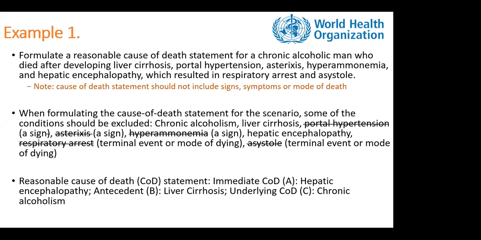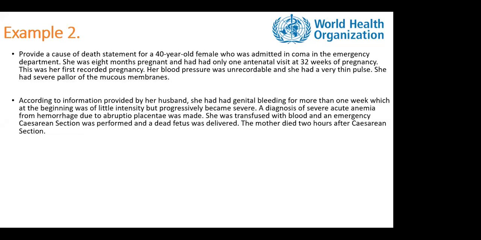If you formulated the cause of death statement correctly, it should look like this. The immediate cause of death will be hepatic encephalopathy. Your antecedent cause of death will be liver cirrhosis, and your underlying cause of death, that is the condition that started the whole process, is chronic alcoholism. This is what should be on your cause of death certificate. I hope many of you got this correctly. And it is, of course, practice that will make it perfect. If you continue to practice, you continue to fill these cause of death certificates, you'll be an expert on that.